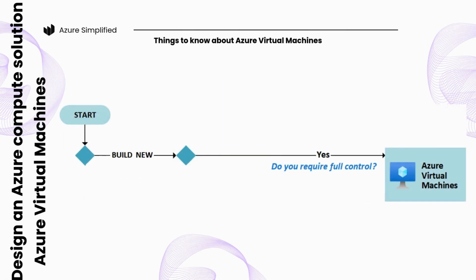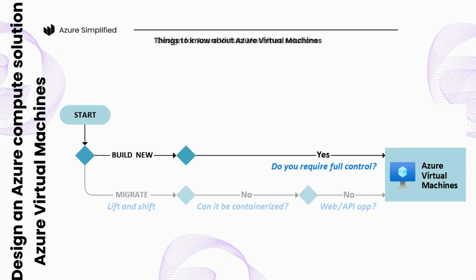Key use cases. 1. Building new workloads, ideal for applications with fluctuating demand, providing a cost-effective compute solution. 2. Lift and shift migration, enables seamless migration of on-premises applications and data to the cloud without major modifications. Azure VMs support both new deployments and rehosting strategies, making them a versatile choice for cloud computing needs.